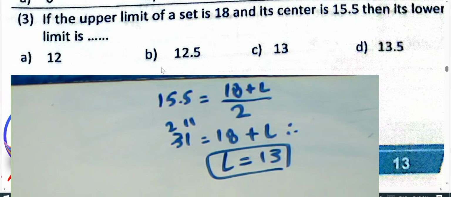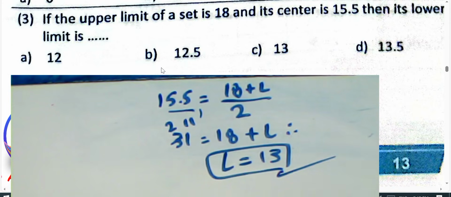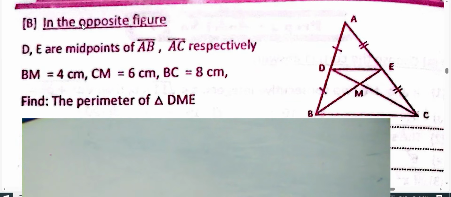Okay, understood? You do here this properties. The product of extremes equal product of means. And then L, the lower will be 13. Understood? Next question. Next question here is the opposite figure.